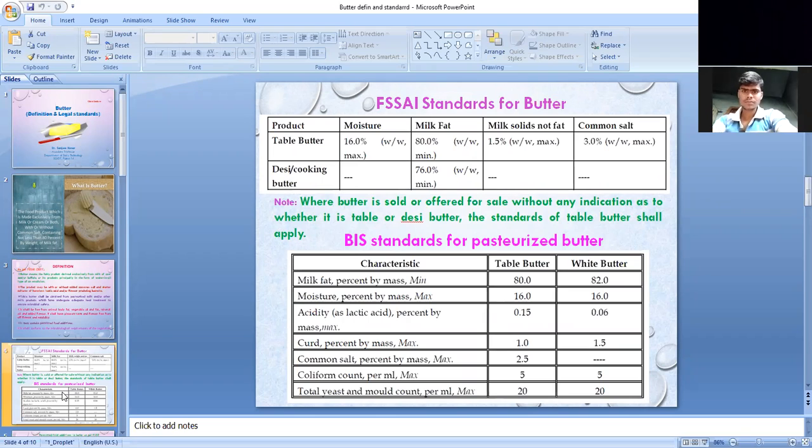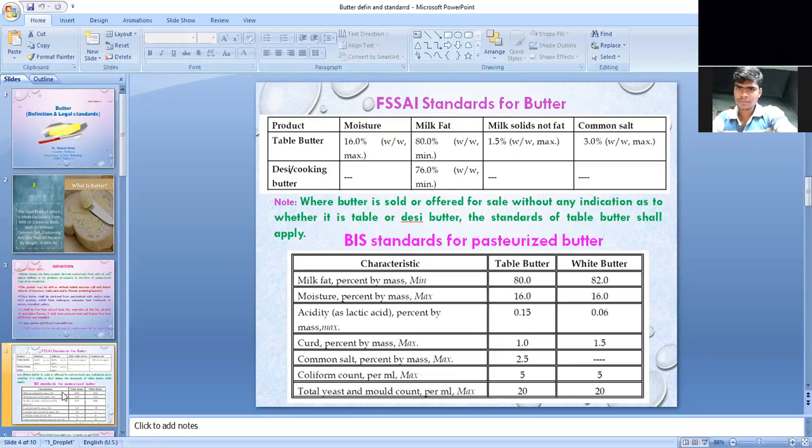But in the case of table butter, common salt, NaCl, we can add a maximum of 3% of the total weight of the butter. So from this point of view, FSSAI has fixed a standard between table butter and desi butter. So these are the aspects.